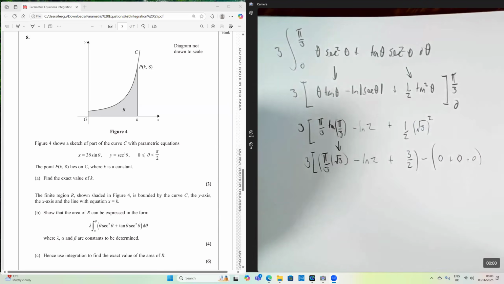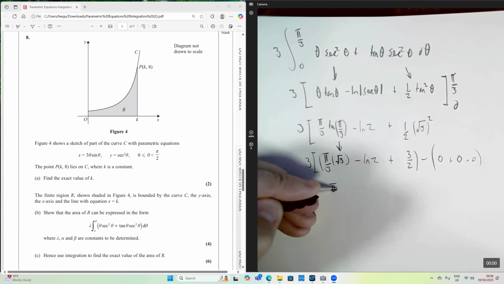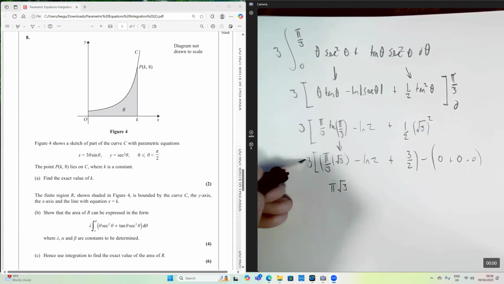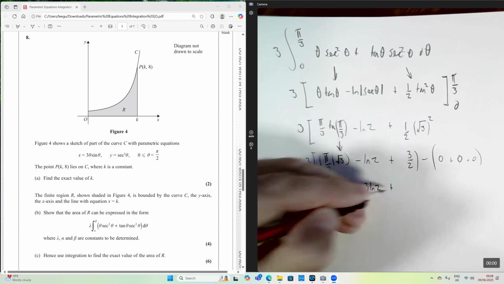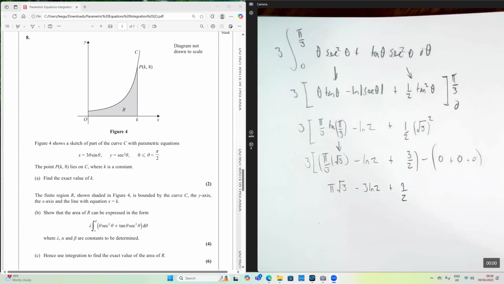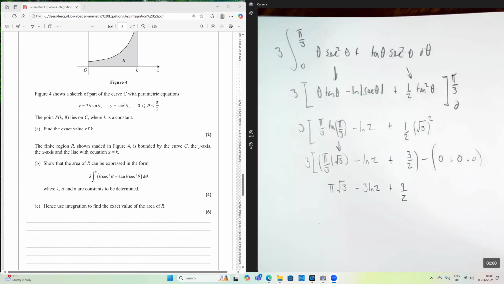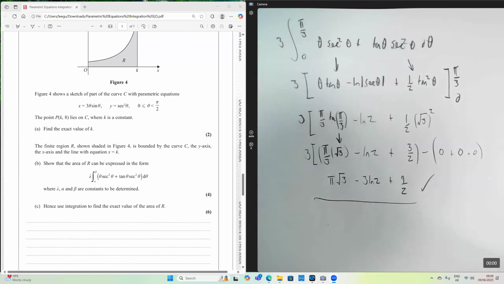Okay, perfect. Right, well, we're really getting there now. Find the exact value of r. There's loads of ways we can write this now, and I don't think they're particularly fussy about how we write it. So we're going to have pi times root 3 when we multiply that bracket out, minus 3 ln 2 plus 9 over 2. We're not being asked to find it in a particular form, and any form is acceptable. So this form is entirely acceptable. And that's that question done.